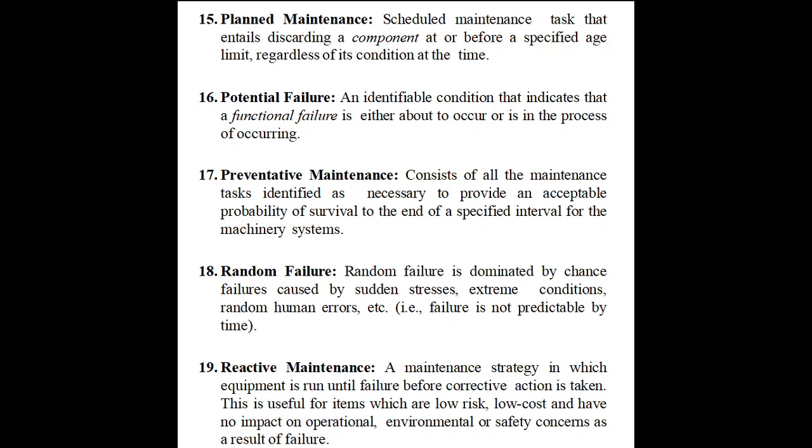So these are the certain standard definitions for various terminologies, various concepts which are useful for machine condition monitoring. You should always be aware about the potential failure and preventive maintenance. It consists of all the maintenance tasks identified as necessary to provide an acceptable probability of survival to the end of a specific interval. You should always be cautious about random failure because you cannot predict these random failures. Then you should always be ready with reactive maintenance. You should always be ready to react to the conditions you are facing.